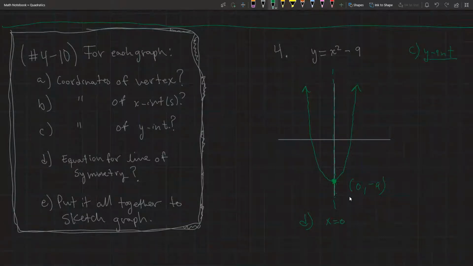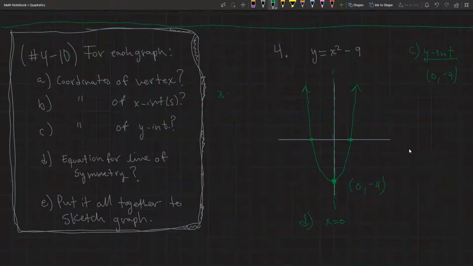It is 0, -9. Perfect. And the only thing that remains for us to do is to label this point here and this point there. Those are called the x-intercepts. All right, so I'm going to do some side work here on the side. I'm going to say x-intercepts.